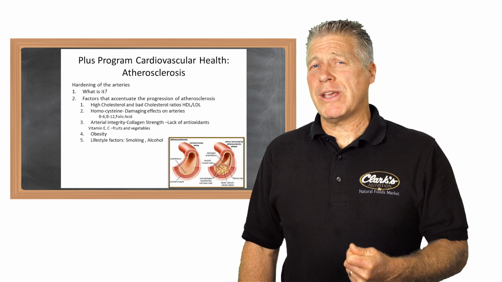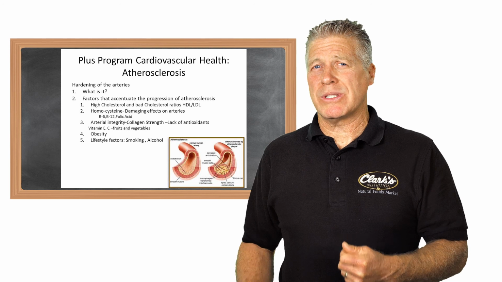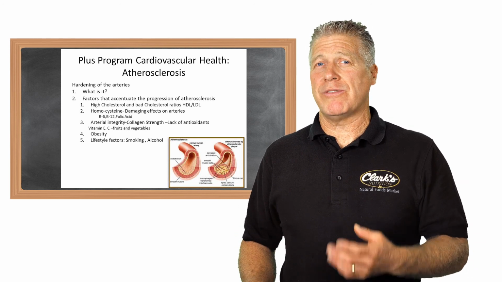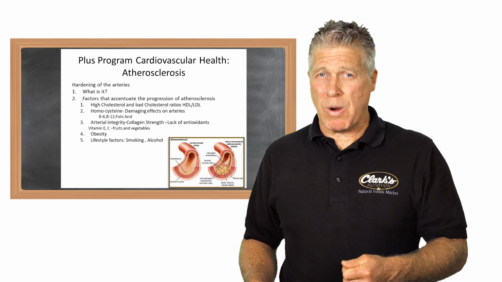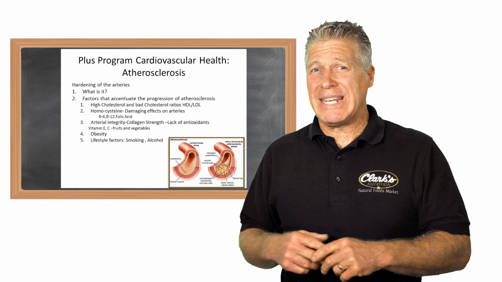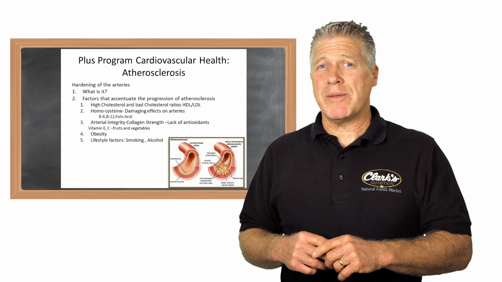Another thing we talked about was homocysteine, which is an out-of-control free radical that the body can produce when there are inadequate amounts of vitamin B6, folic acid, and B12. That's an interesting factor, very in vogue in the late 80s, early 90s. A lot of people were talking about homocysteine.